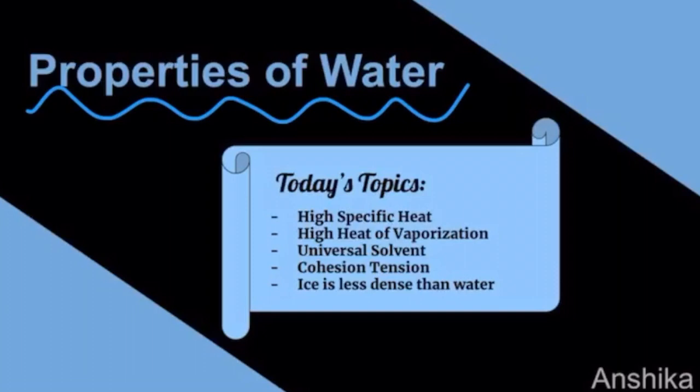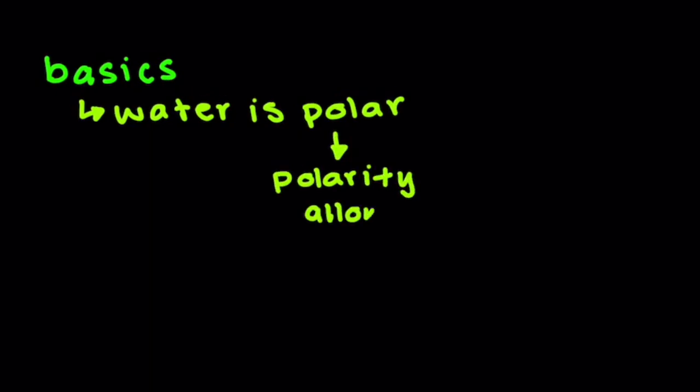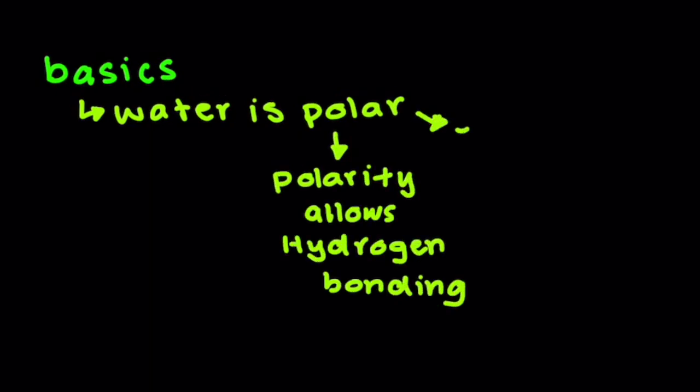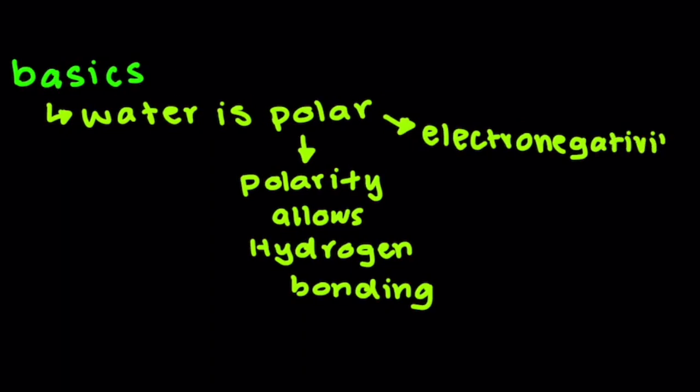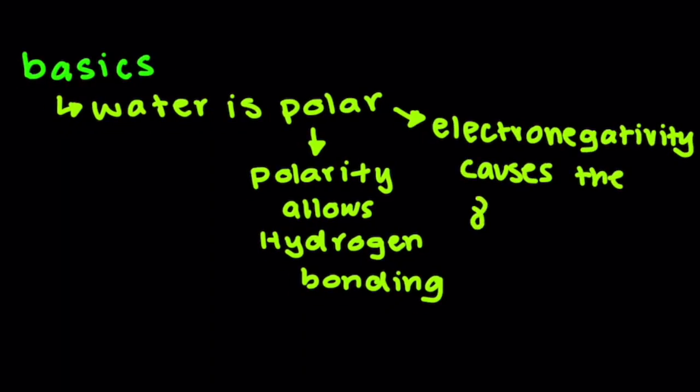Today's topics include high specific heat, high heat of vaporization, universal solvent, cohesion tension, and why ice is less dense than water. So let's get started with the basics. Water is a polar molecule, and this polarity allows hydrogen bonding to occur. The electronegativity of oxygen causes the oxygen to become slightly negative and the hydrogen slightly positive. So this is an example of a water molecule.